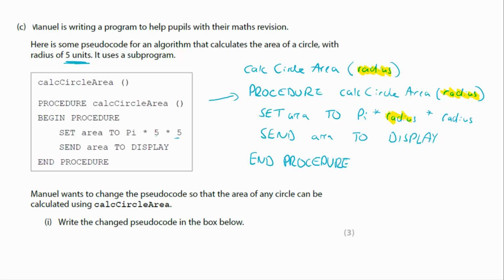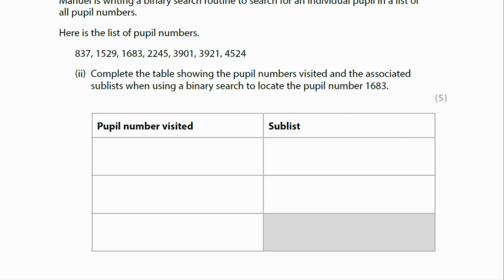A parameter is just like a local variable used to pass in data to a subroutine, or subprogram, sorry. And it allows you to generalize a subprogram, because it's very specific at the moment. It's just dealing with 5, which isn't that helpful. So this is a much better way to do it.